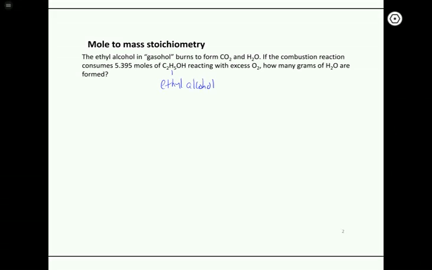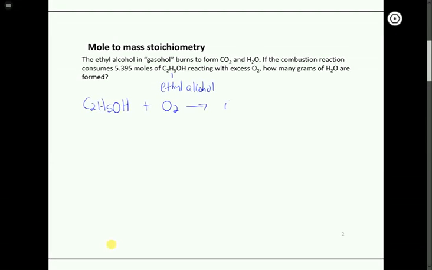So anytime we're doing a stoichiometry problem, we have to have a balanced reaction. No questions asked, no shortcut around that. So we need to write a balanced reaction. We're told that a combustion reaction here forms CO2 and H2O. We should be aware of that anyway without being told that. So we have C2H5OH is what we're burning. The other reactant in a combustion reaction is O2, and that's going to form CO2 and H2O. So we need to balance this reaction.